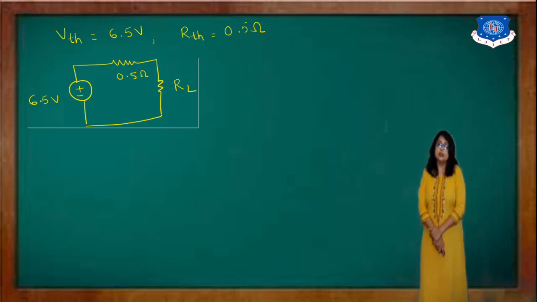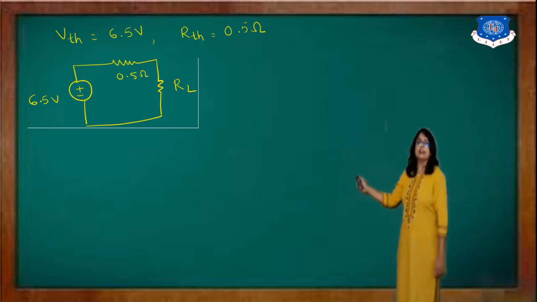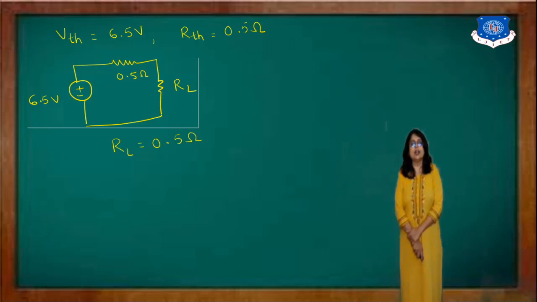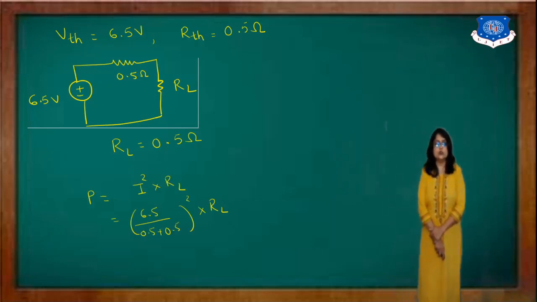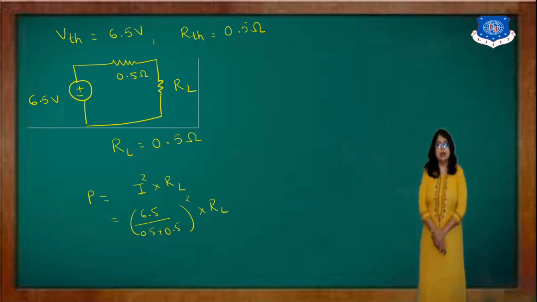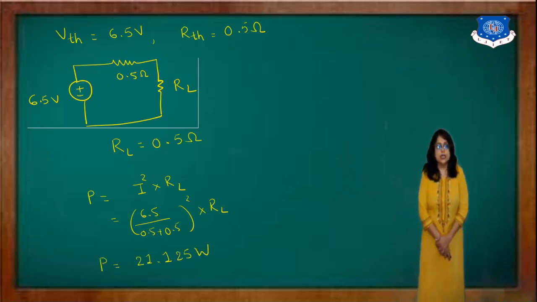Now see here you can easily say that RL equal to RS. It is the same diagram. So in this case, RL equal to 0.5 ohm. And what will be the value of power under this condition? Then P equal to I square into RL, and that equal to 6.5 upon 0.5 plus 0.5 whole square, multiplied by RL. Now if you substitute all these things, then you will get power equal to 21.125 watt. Don't forget to write the unit.